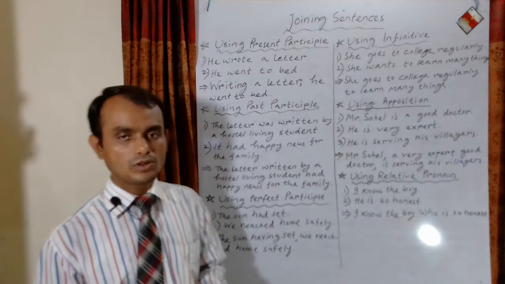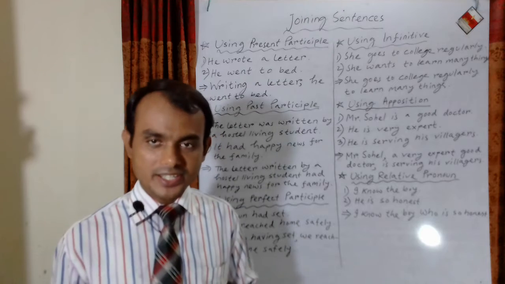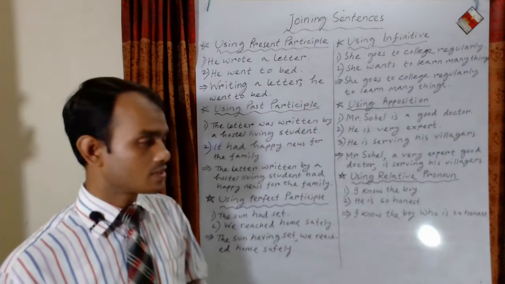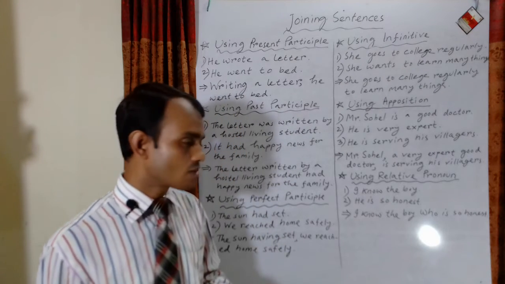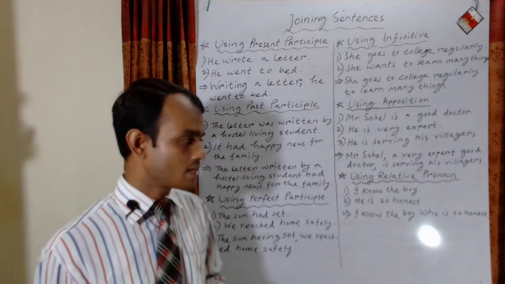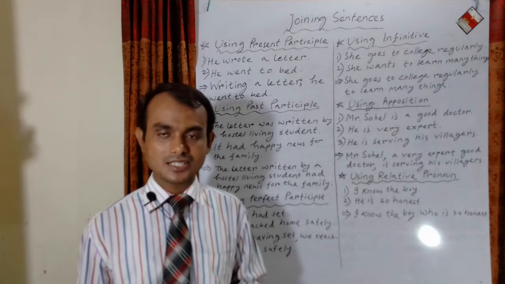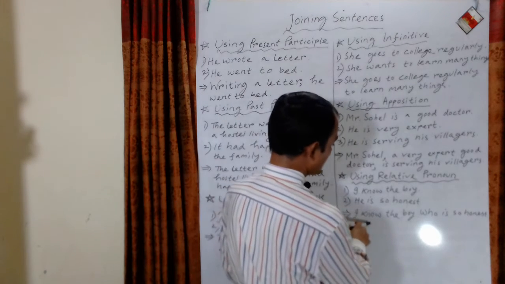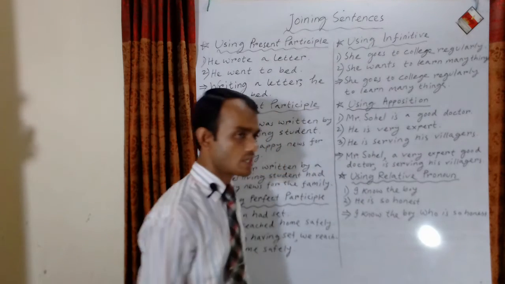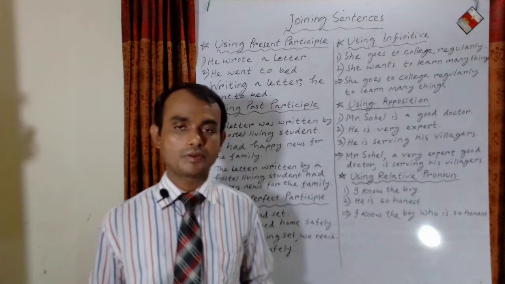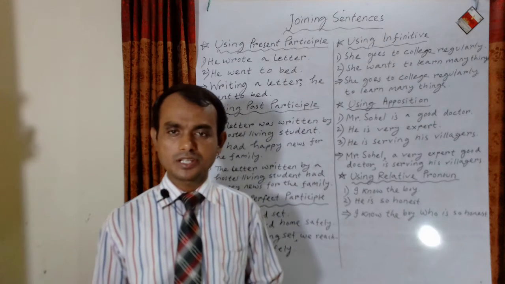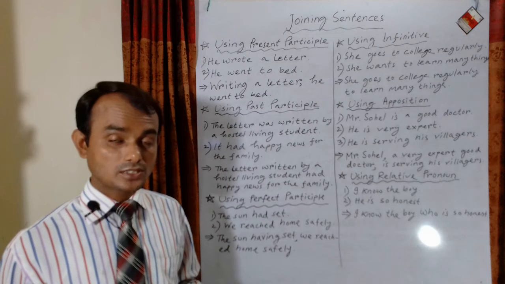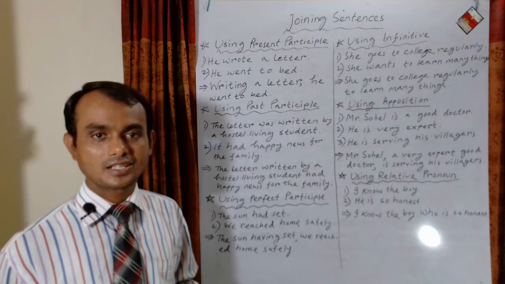I know the boy who is so honest. This is a joint sentence. This is a simple sentence. Okay. I know the boy. This is one simple sentence. He is so honest. This is another simple sentence. And I have joined these two sentences to make one sentence. The joint sentence is: I know the boy who is so honest. I have used a relative pronoun here. Dear students, I have already made some videos on relative pronoun. If you would like to watch those videos, you can click.